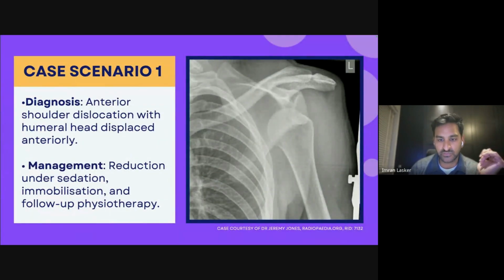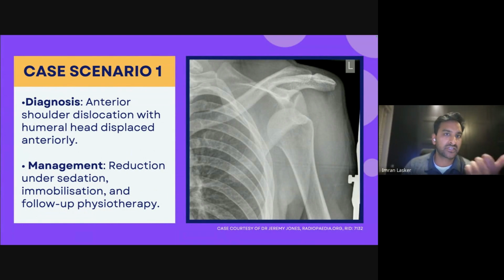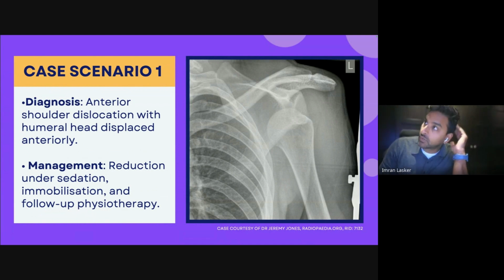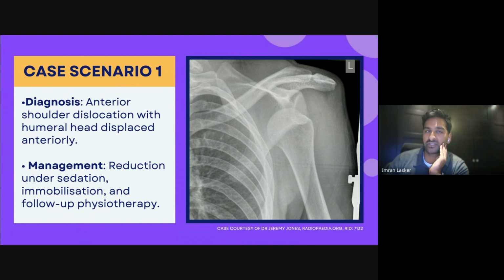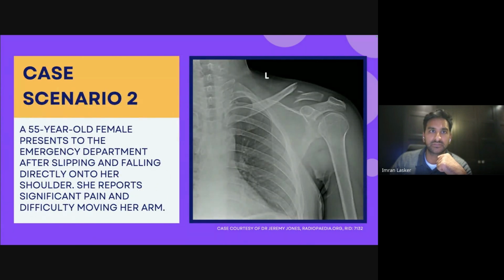Okay, let's have a look at this one. So yeah, manipulation, reduction under sedation, immobilization, follow-up with physiotherapy. Remember I said about the rotator cuff muscles. Sometimes with physiotherapy, it can be very, very useful to try and get the muscles and tendons to be a bit stronger. You do all these kind of rotator cuff exercises to try and get things back into play with one another after the bruising and all the rest of it.